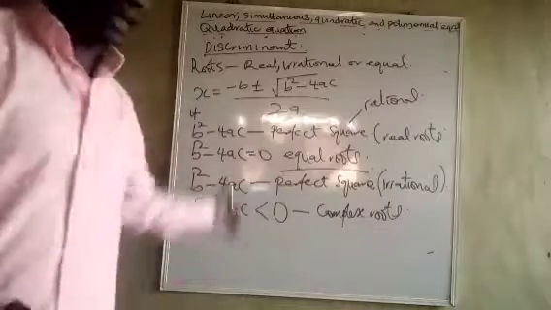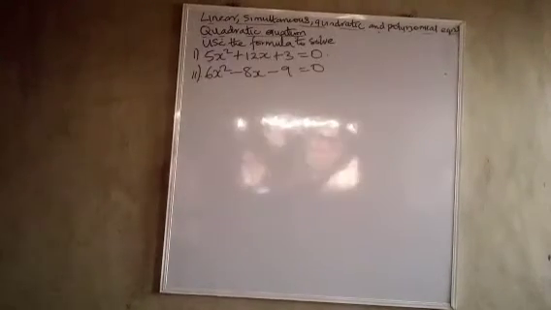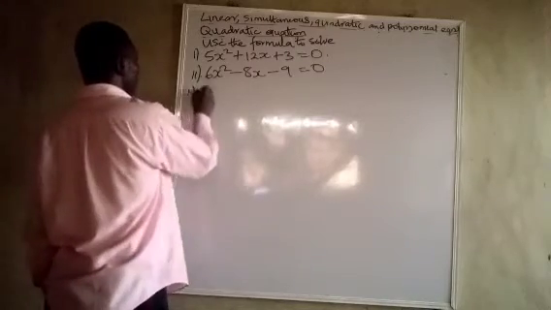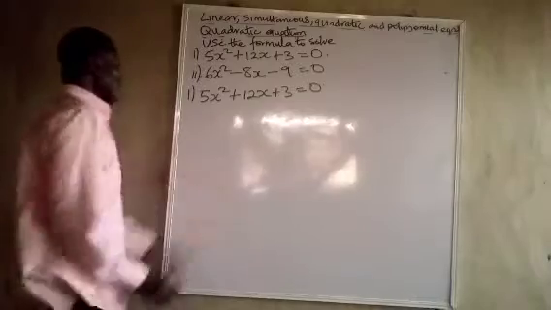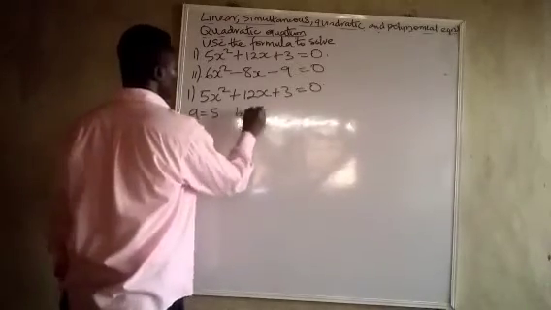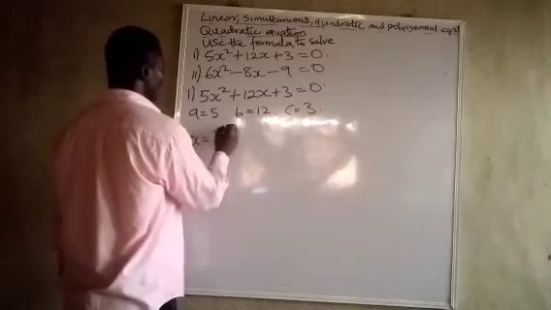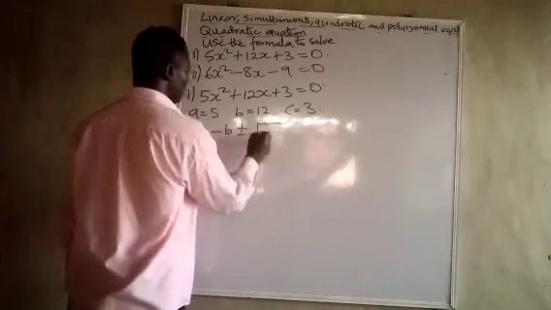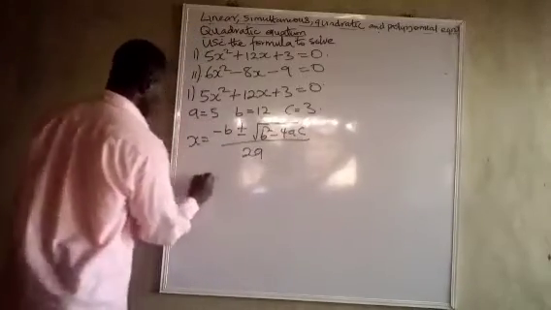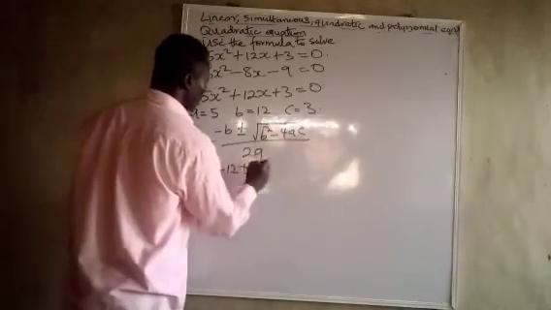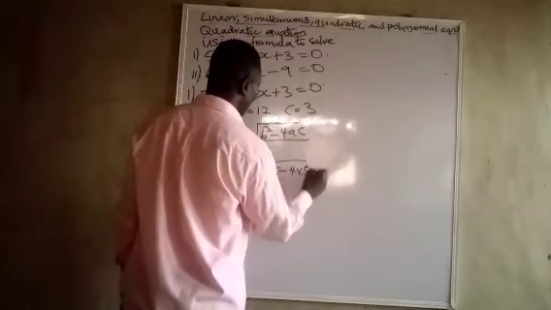Now let's use this formula to find the roots of two equations. Let's quickly use the formula to solve this. The first one is 5x squared plus 12x plus 3 equals 0. So what is our a? 5. What is our b? 12. What is our c? 3. And you know our formula for x is equal to minus b plus or minus the square root of b squared minus 4ac over 2a, which will be equal to minus 12 plus or minus root of 12 squared minus 4 times 5 times 3.